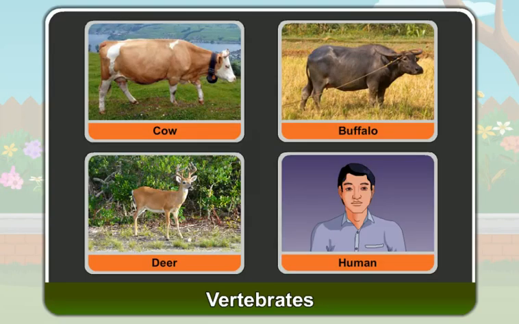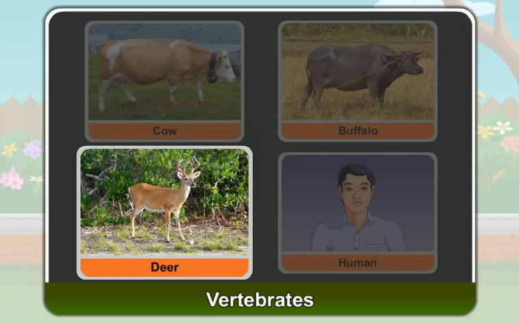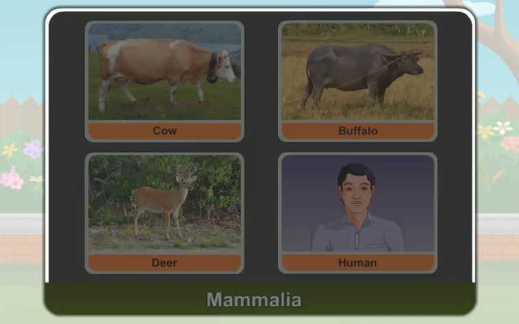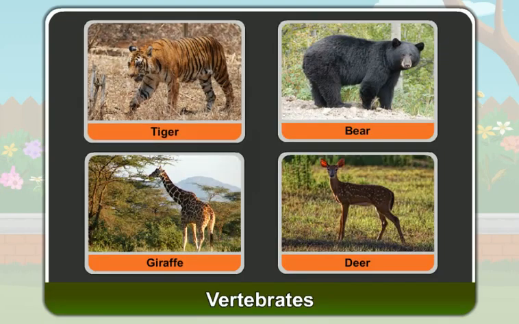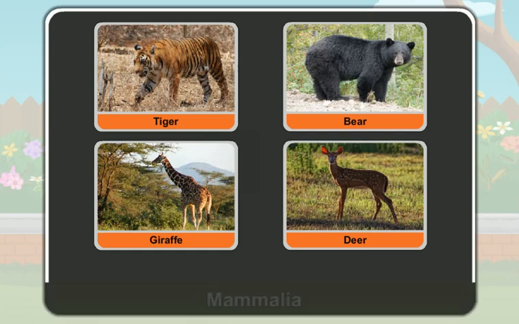So, vertebrates like the cow, the buffalo, the deer, and human belong to the class Mammalia. Vertebrates like a tiger, a bear, a giraffe, and a deer also give direct births to their babies and suckle them. So, they also belong to the class Mammalia.